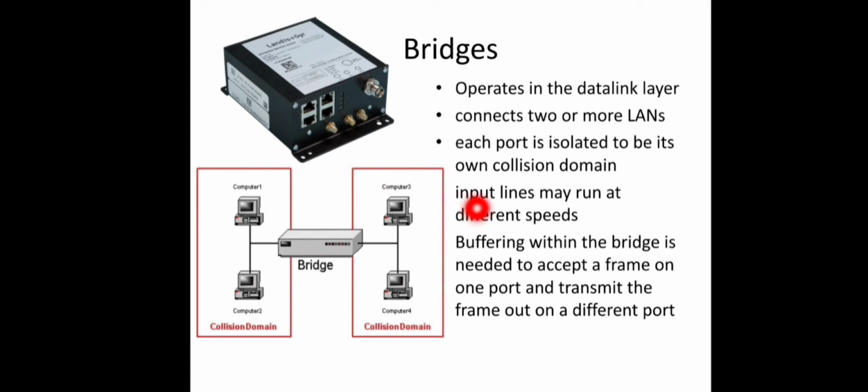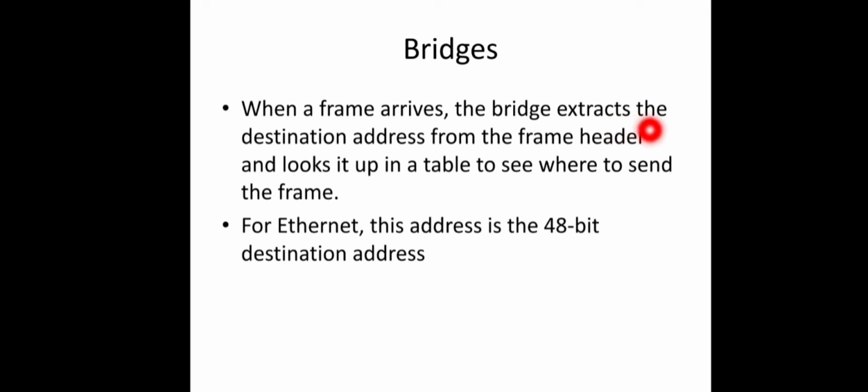Another specialty here is that the input lines may run at different speeds. So different types of LANs can be connected. Different LANs can have different speeds. That's not a problem in the case of a bridge. So definitely a buffer is needed here, right? Because of the speed difference of the connected LANs, it should have a buffer to store the frame for some time. When a frame arrives, the bridge extracts the destination address from the frame header and looks it up in the table to see where to send the frame.